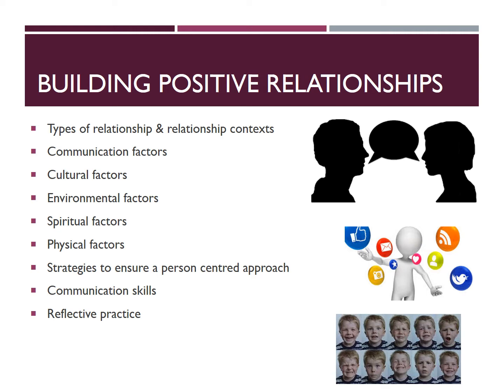Now, in building positive relationships, we look at a variety of different ways that we can help maintain those positive relationships between professionals and service users. In this unit, we'll look at types of relationships and relationship context. We'll look at communication factors, cultural factors, environmental factors, spiritual factors, physical factors, strategies to ensure a person-centred approach, and by that we mean to make sure that the service user is at the heart of everything that we do. We'll look at communication skills in practice, and we'll look at reflective practice, so reflecting back on what we could do better next time.